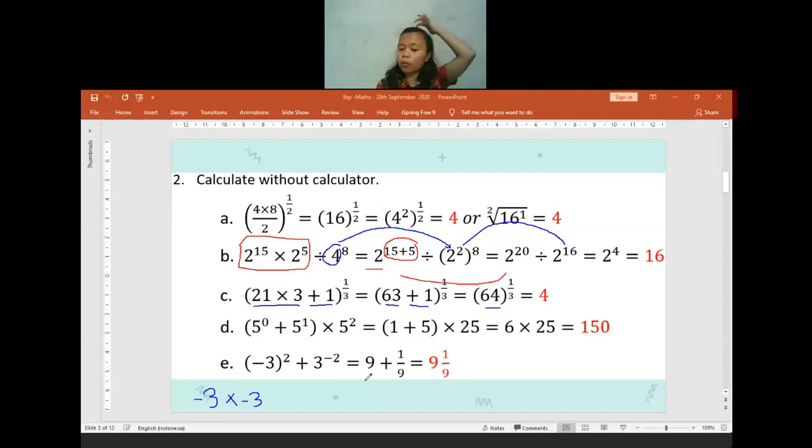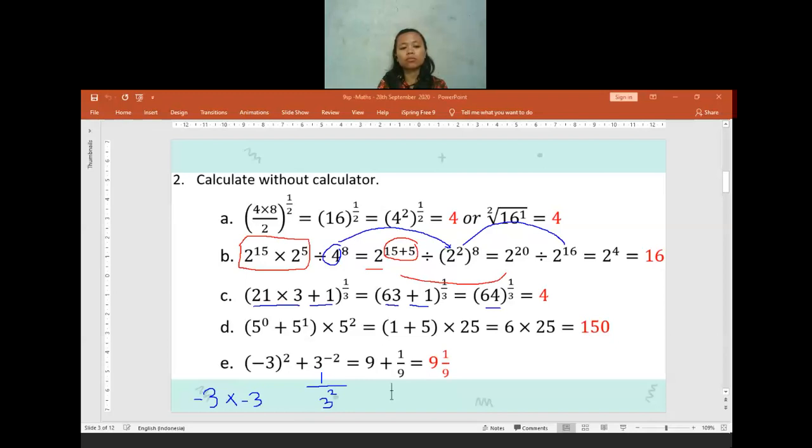For the second term, we have 3 to the power of negative 2. When we have a negative power, negative indices, we can change it into a fraction, 1 per 3 to the power of 2. The negative is gone when you change the number into a fraction. 3 to the power of 2 is equal to 9. That's why for question E, we have 9 plus 1 per 9, which equals 9 and 1 per 9. Any question?